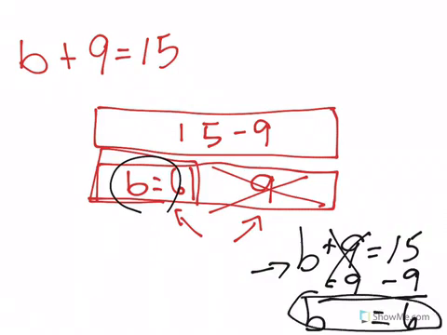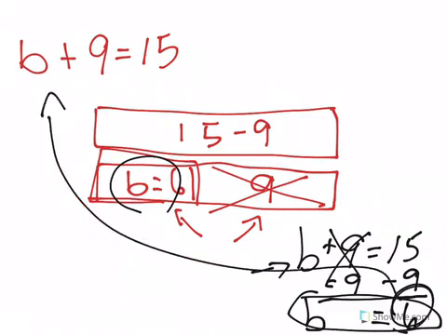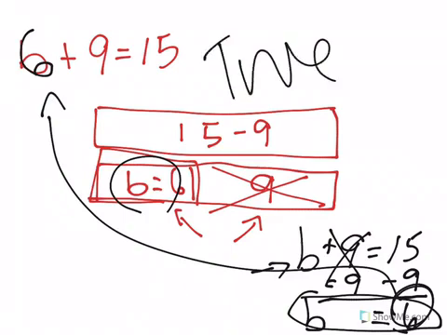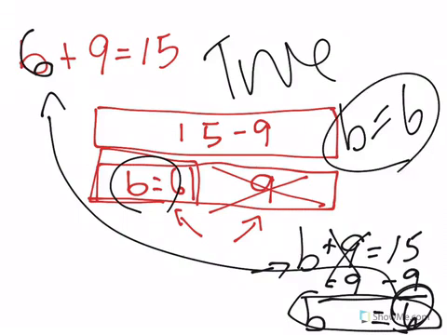b equals 6. A good way to check that then is to take your 6 and plug it back in here. 6 plus 9 equals 15. Is that true? That's true, so that means you're correct. b does indeed equal 6.